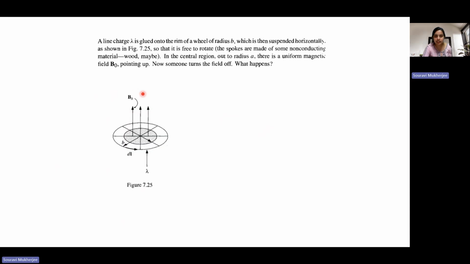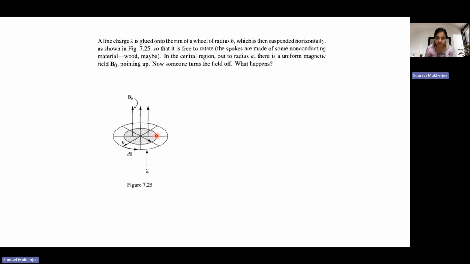When you turn the field off and wait for sufficient time, everything goes to zero. Again, there will be nothing, everything will be stationary. But in the transient region where the magnetic field goes from B naught to zero as one turns the field off, there would be a change of flux. And the change of flux is basically decreasing flux, right? Your B naught is decreasing with time. It is going from B naught to zero, and so the flux is decreasing.